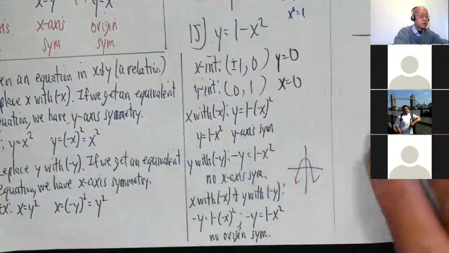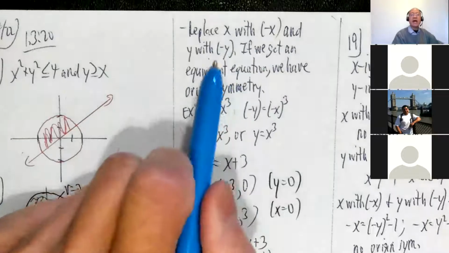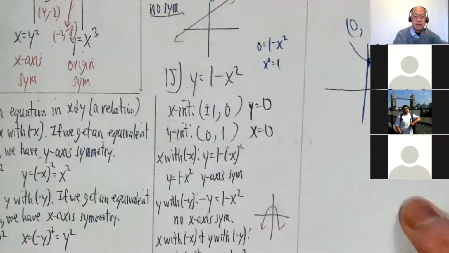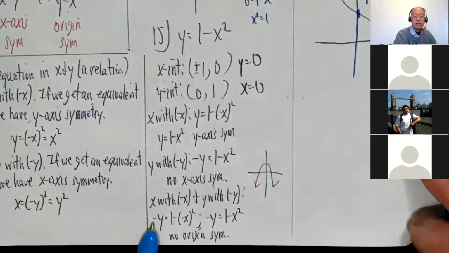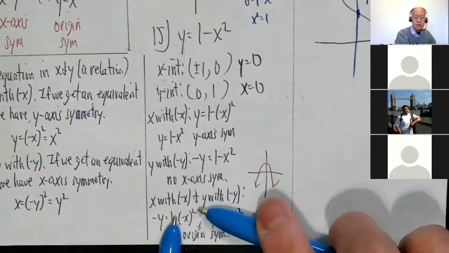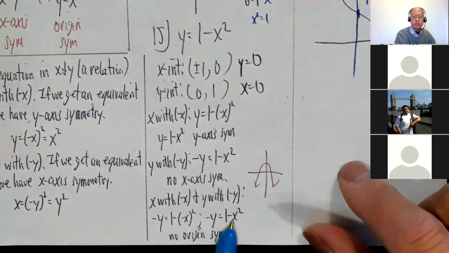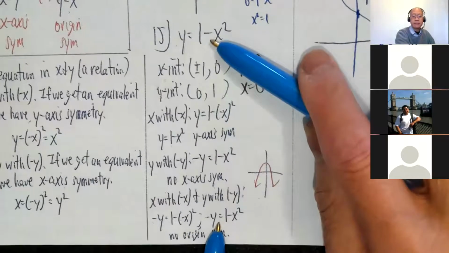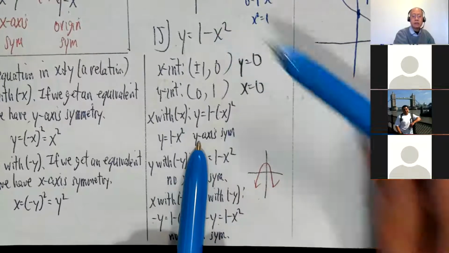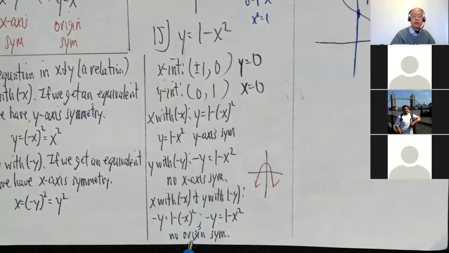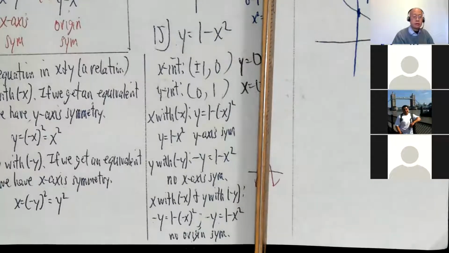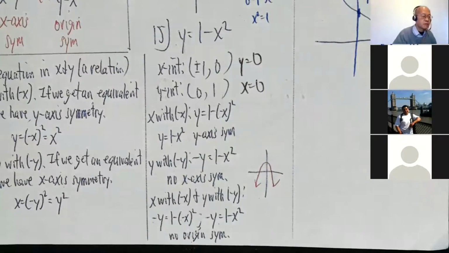So replace both of them. So origin symmetry, replace x with negative x and y with negative y. So that means right here put negative y, right here put negative x. So it's going to look like this. Negative y equals 1 minus negative x squared. And just like before, negative x squared is the same as x squared. So it looks like negative y equals 1 minus x squared. But it doesn't matter. That still does not look like that. So I do not have origin symmetry. So by this analysis, I find y-axis symmetry, no x-axis symmetry, and no origin symmetry. And that's borne out by the graph. But sometimes you can't graph it because it's too difficult. But you got it anyway. Okay.